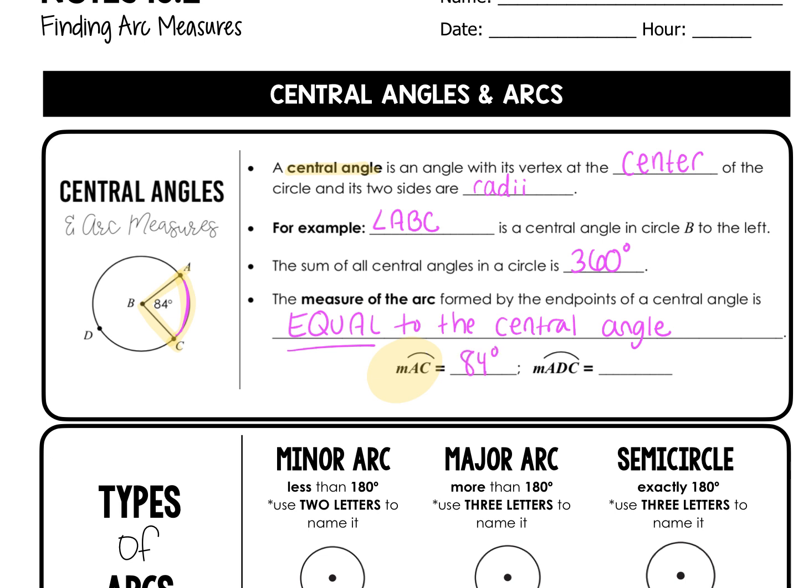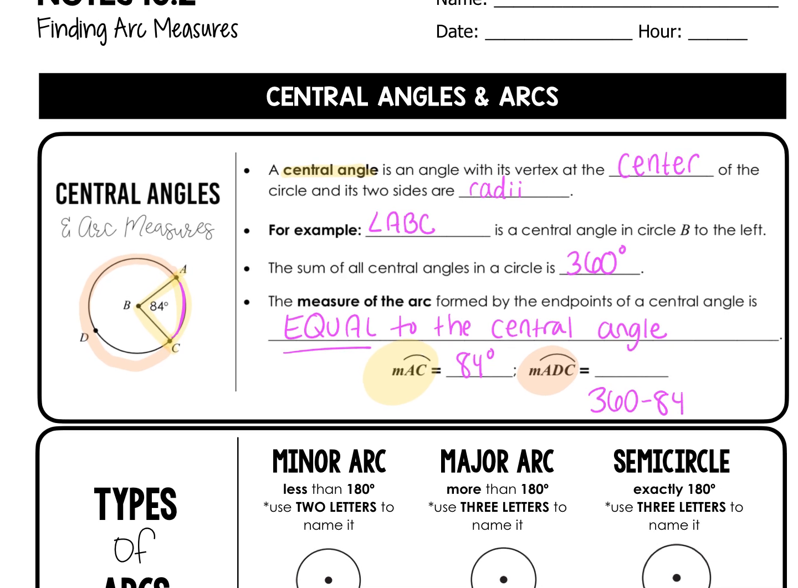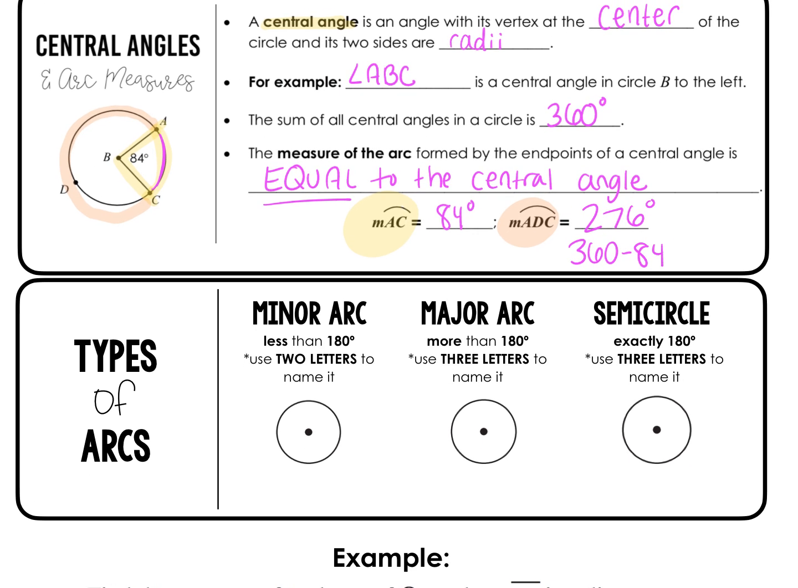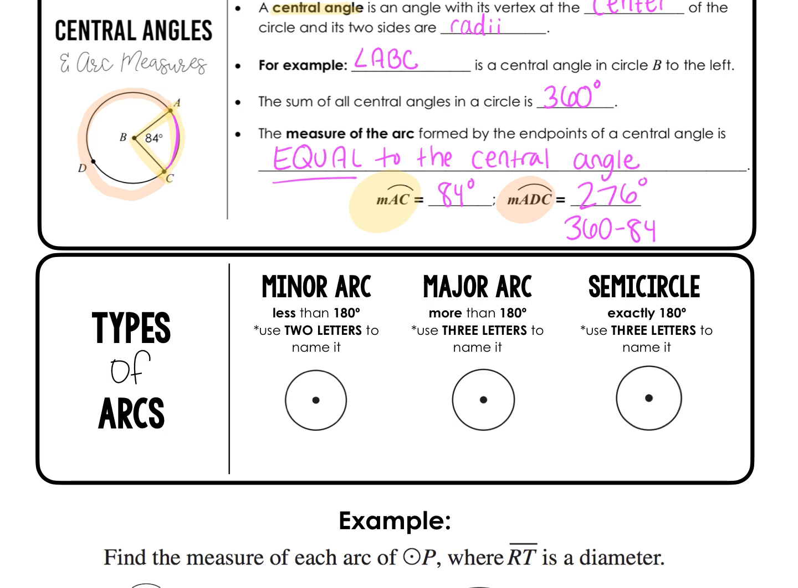This next part that I'm highlighting in orange, the measure of arc ADC, means a different arc. That means I'm supposed to start at point A on the circle, and I'm traveling around to D and then to C, so it's this orange arc. That arc would have to use the idea that all the way around the circle is 360, so it'd be 360 minus 84, which is 276 degrees.